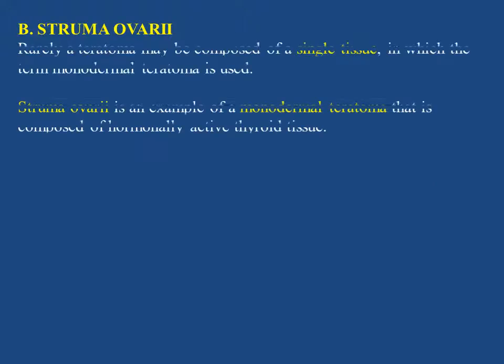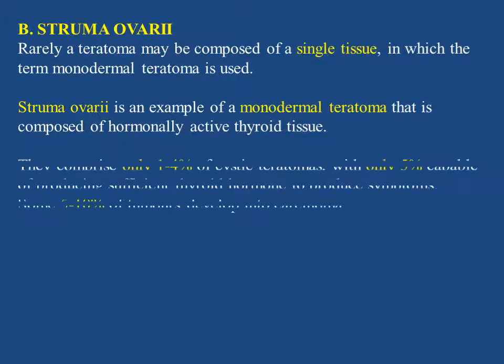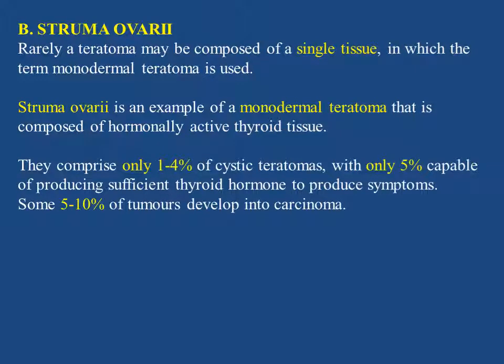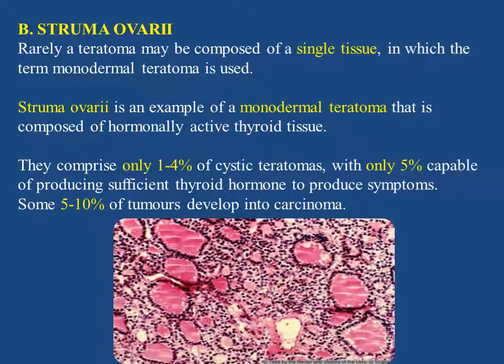Then the struma ovarii, or as they call it, struma ovarii. We call it a monodermal teratoma. This is composed of single tissue, and here it is hormonally active thyroid tissue. It occurs in 1 to 4% of cystic teratomas. Only 5% can produce a sufficient amount of thyroid hormone to produce symptoms, and 5 to 10% develop into carcinoma. This is the microscopic appearance of the hormonally active thyroid tissue.